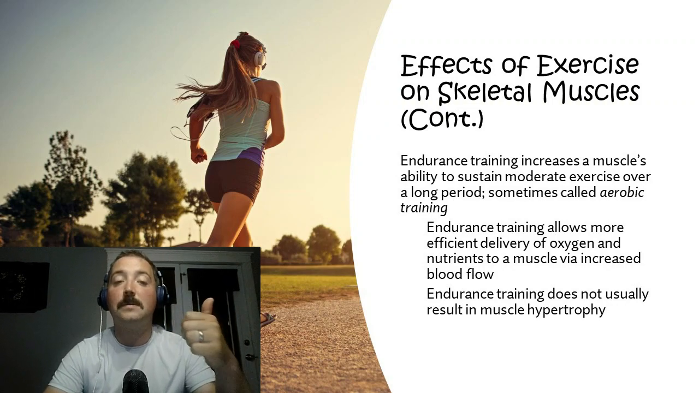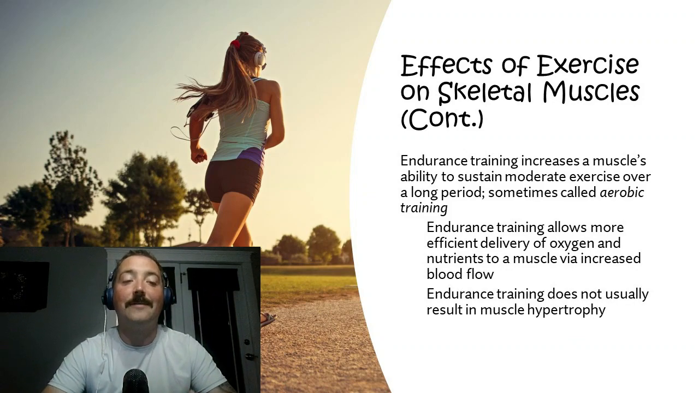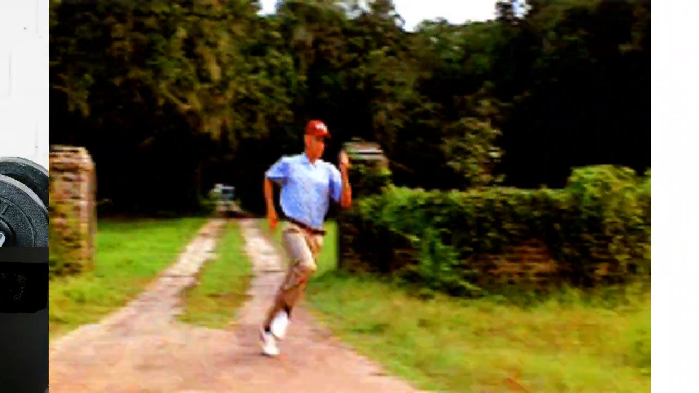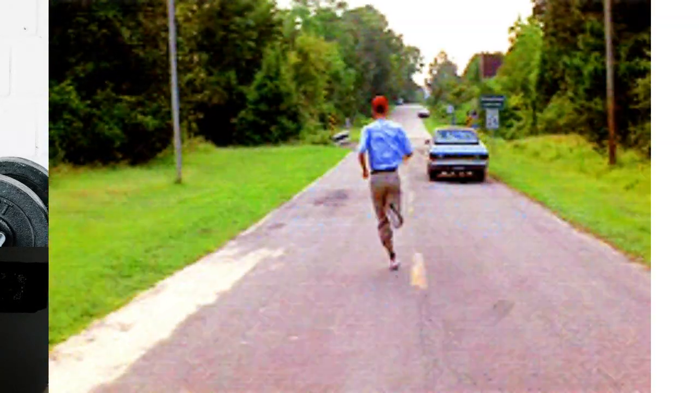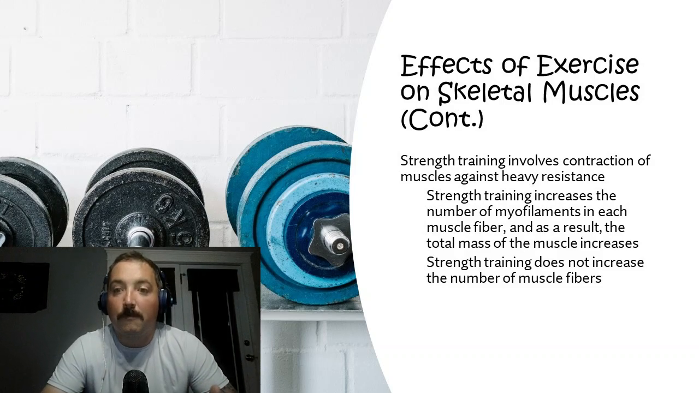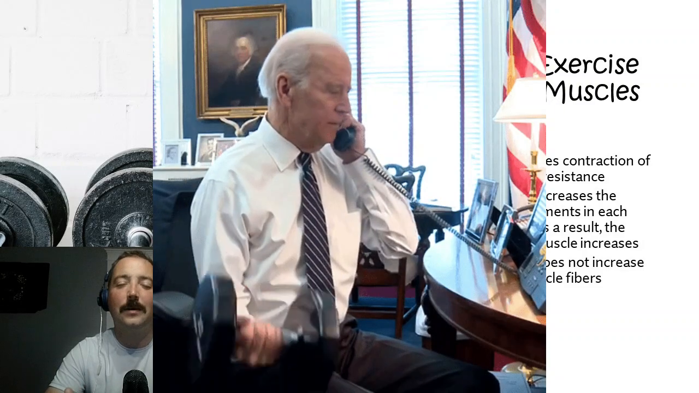Endurance training improves a muscle's ability to function over prolonged periods of time. It allows oxygen to get into the muscles more efficiently, and the muscles to clear away waste products. You can do this by doing multiple reps with lower weights, or things like going for a run. Endurance training typically won't improve muscle growth. Strength training will improve the size of each muscle fiber by increasing the number of myofilaments. This will cause muscles to get bigger. The way to do this is by working the muscles with heavy loads, like lifting weights.